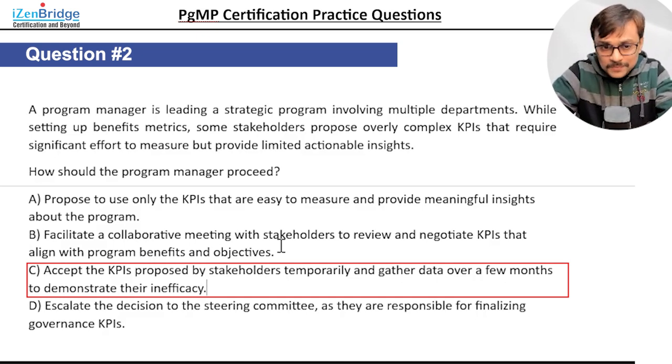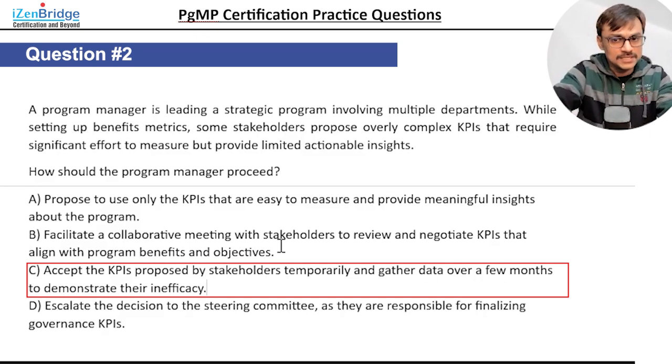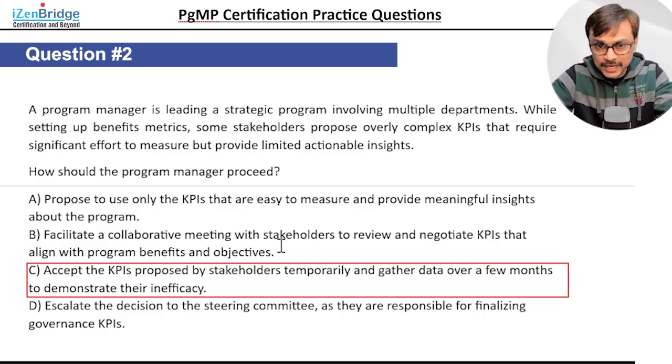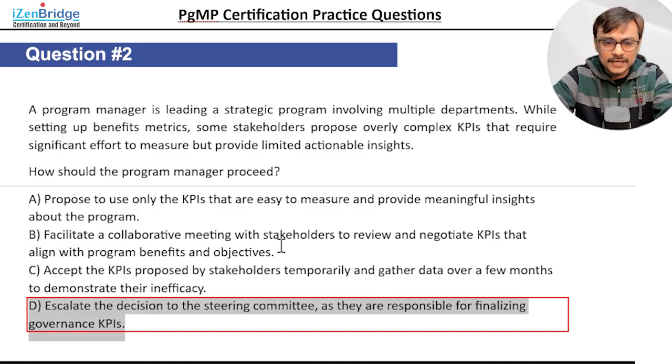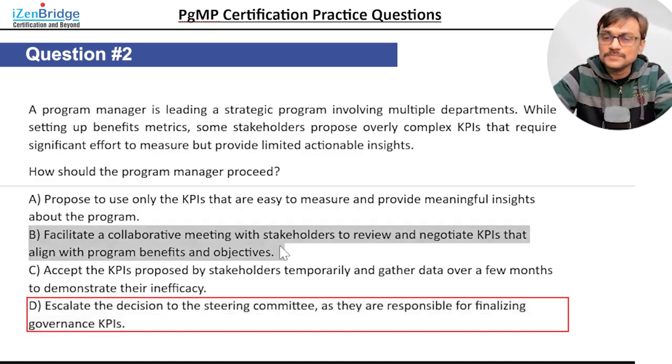If I don't have a better option, I can do that. But since I already have an option B, I would say, why do it when I can negotiate? Yeah, the question option is saying you can negotiate, then why do I have to collect more data? Escalate the decision to the steering committee as they are responsible for establishing, finalizing the governance KPI. I can do that, but why not try this B first?